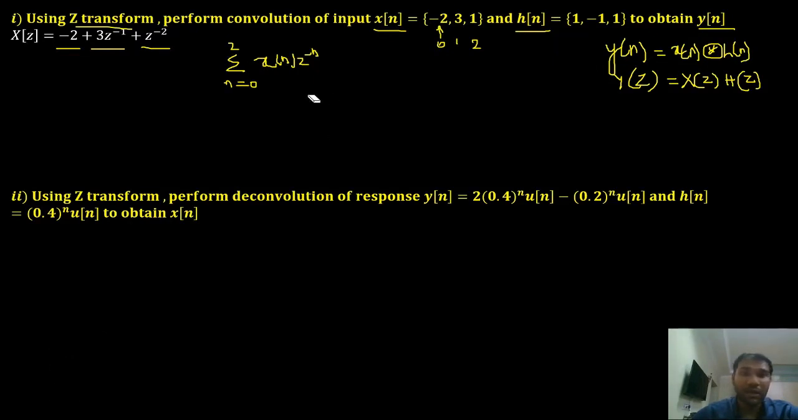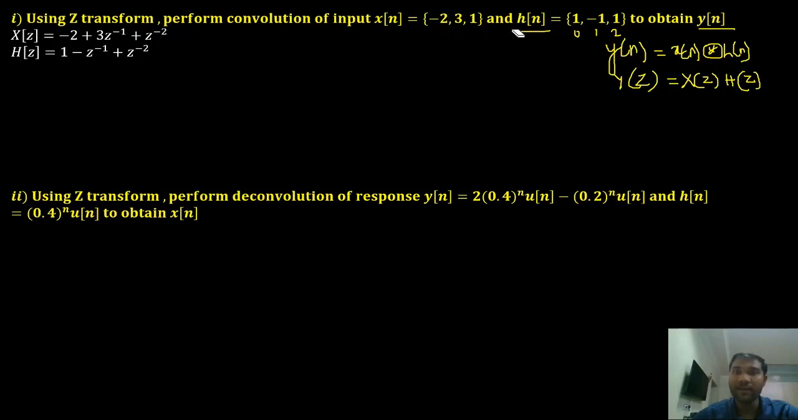Now similarly, I'm going to find h of z. So for h of z, what is the formula? The formula is h of n into z to the power minus n. Since h of n is also defined from 0 to 2, I have my limits as 0 to 2. So similarly, I'll write my h of z. h of z is now 1 minus z inverse plus z to the power minus 2. Right? Now I have got my h of z and x of z.